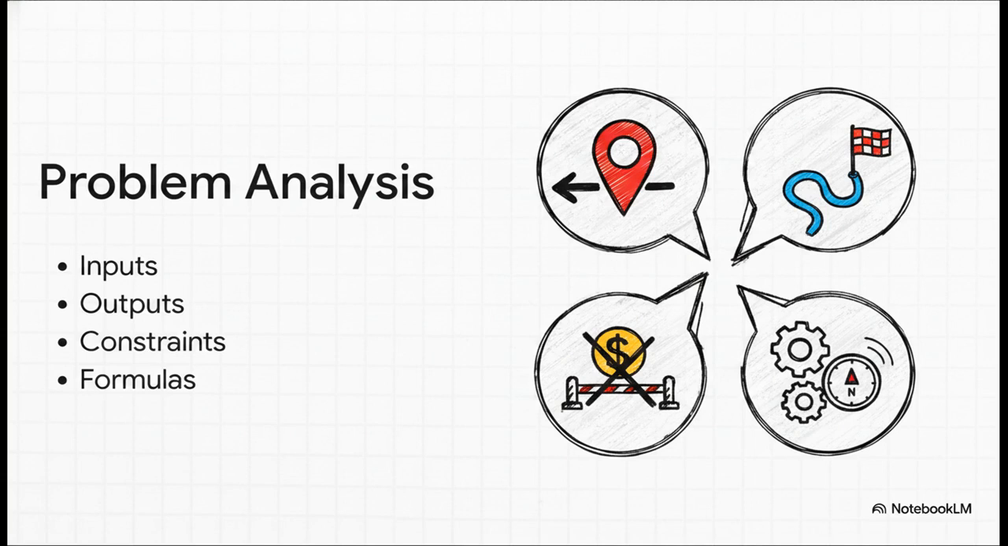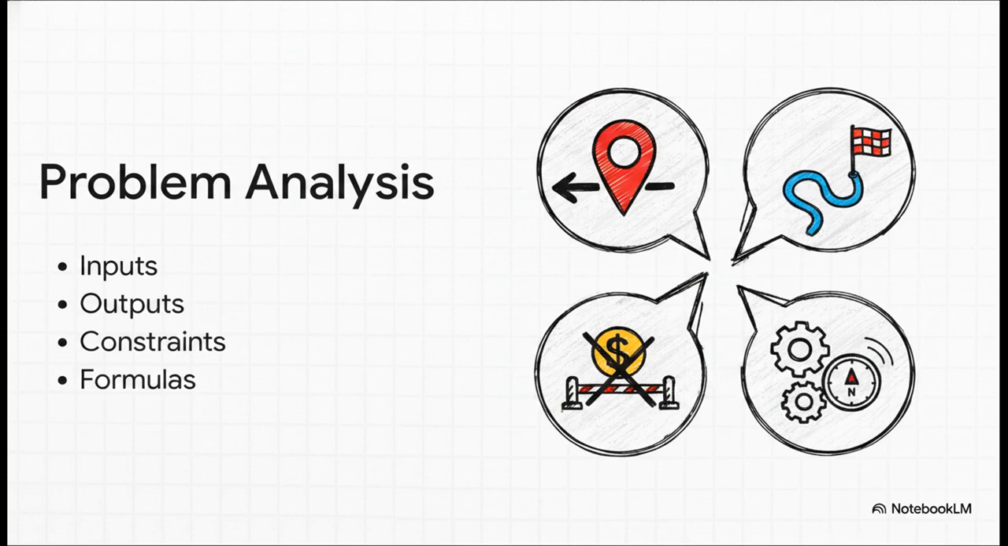First up, inputs. What raw data is actually going into this system? Second, expected outputs. What exactly is this program supposed to produce? Third, special constraints or conditions. Are there limits on time, memory, or specific business logic rules the data absolutely has to follow? And fourth, formulas or equations. What's the mathematical or logical engine doing the heavy lifting?